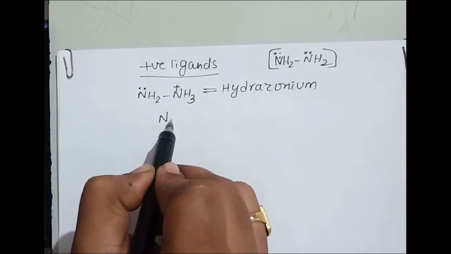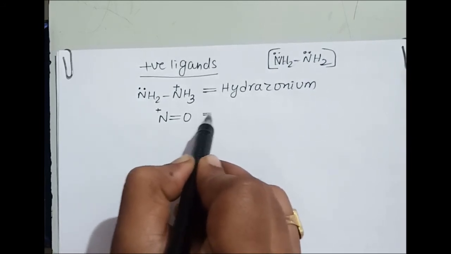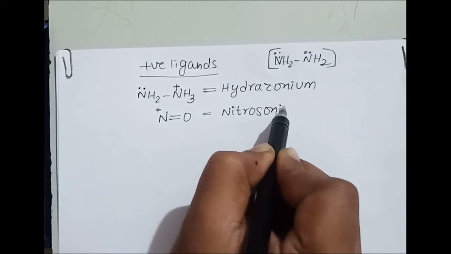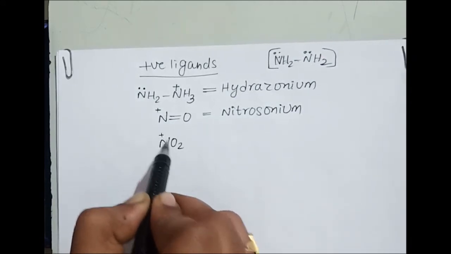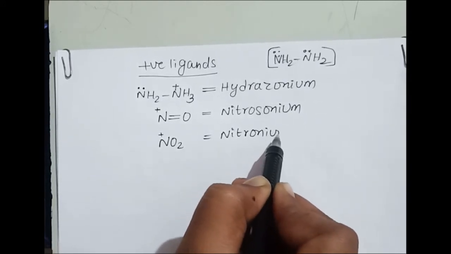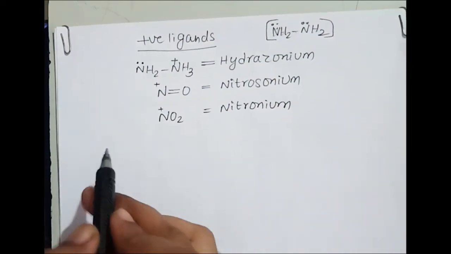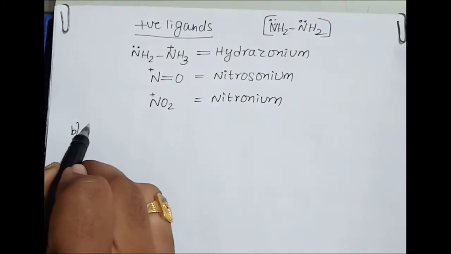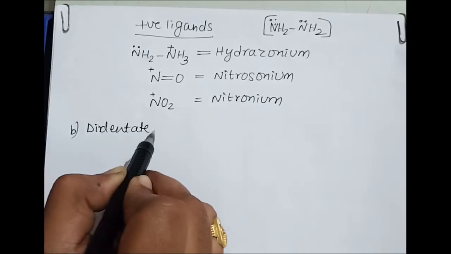Similarly, NO plus. So NO plus charge is there. This is called nitrosonium. And NO2 plus is called nitronium. So these are the very rare positively charged ligands, right? So this is all about unidentate ligands. Now the next one is didentate ligand. Okay, monodentate ligand, you have learned about it. Now it is didentate ligand.